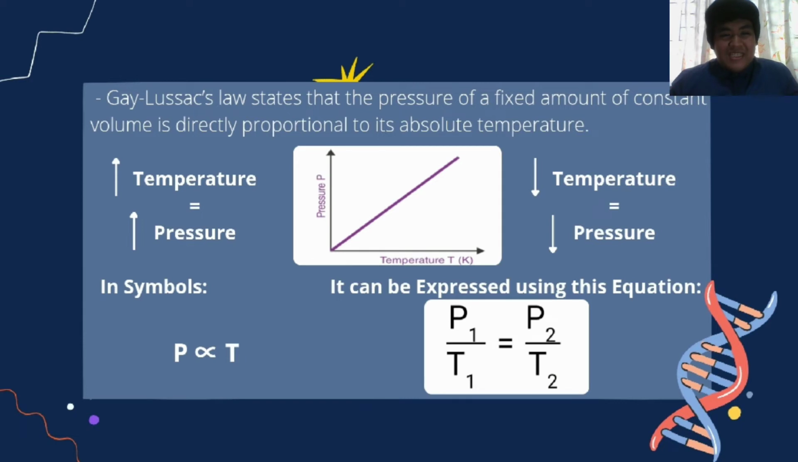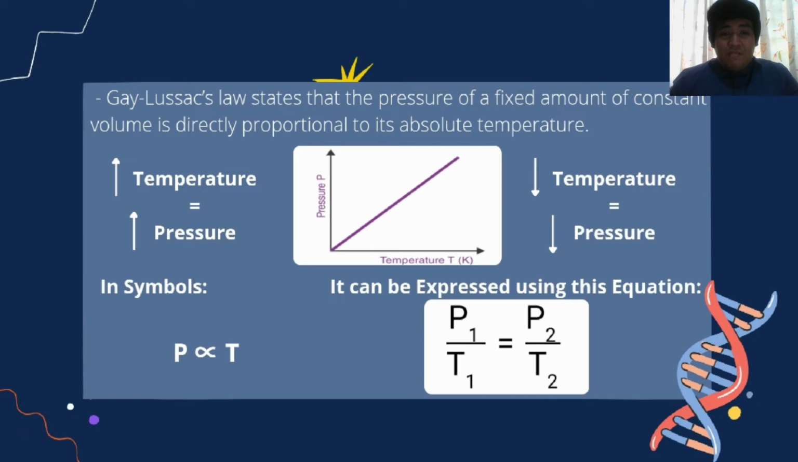Why? Because as one variable increases, the other variable also increases. And as one variable decreases, the other variable also decreases. So in symbols, we have this. The P, or the pressure, is proportional to the temperature. So the Gay-Lussac's law can be expressed using this equation: P sub 1 over T sub 1 equals P sub 2 over T sub 2.